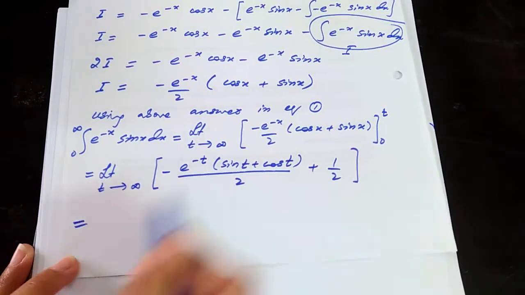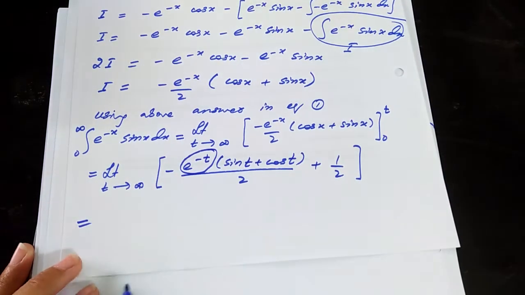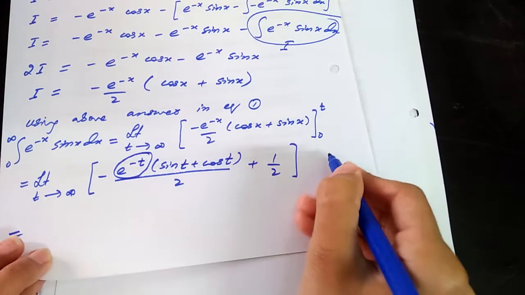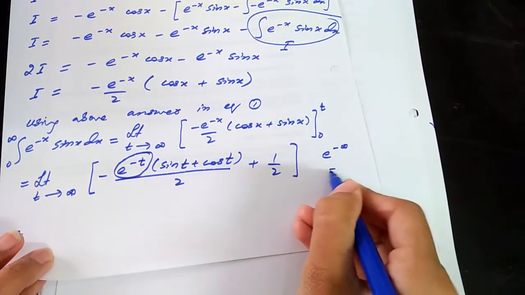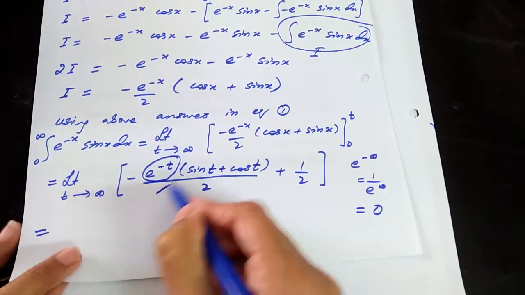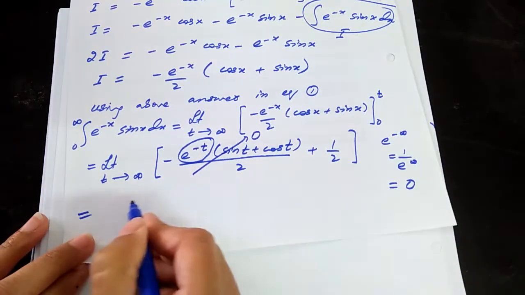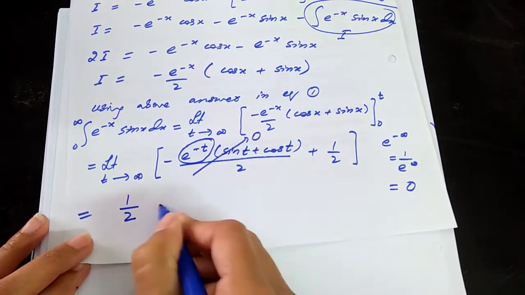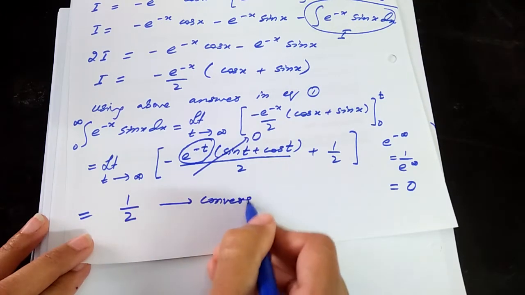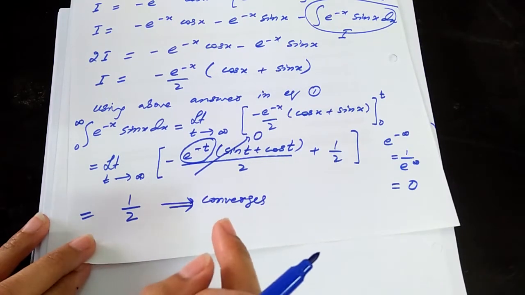Now apply this limit here. You observe that e raised to power minus t, if we apply the limit, becomes e raised to power minus infinity, that is 1 over e raised to power infinity, that is 0. So this term will make the whole term 0. So you will get here 0 plus 1 by 2. So the answer will be 1 by 2. So it converges. This implies that this integral converges. Now come on, question number 3.